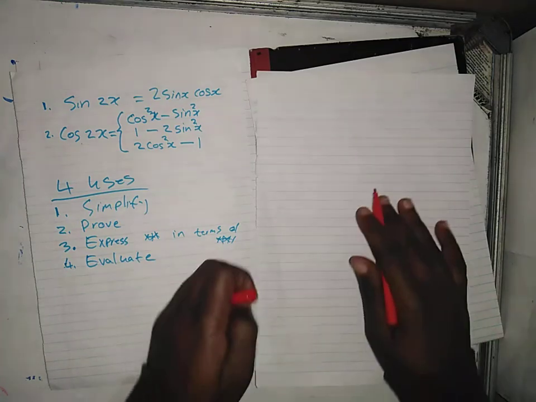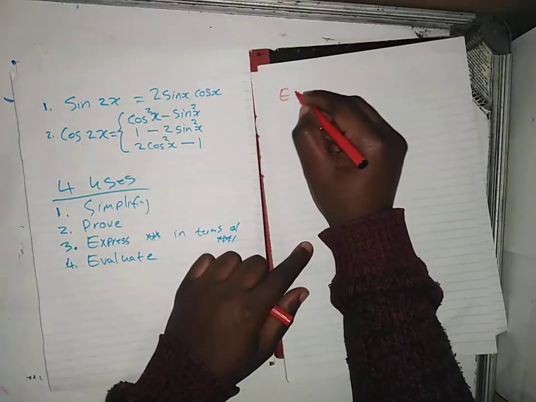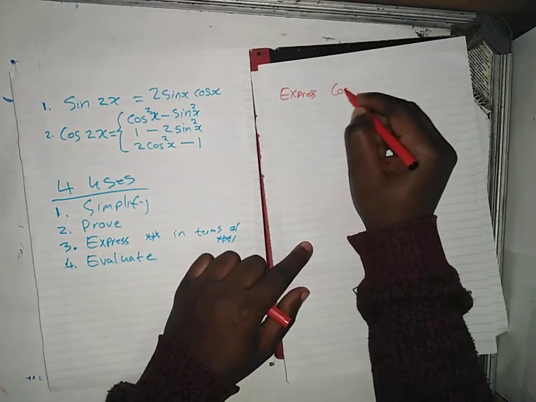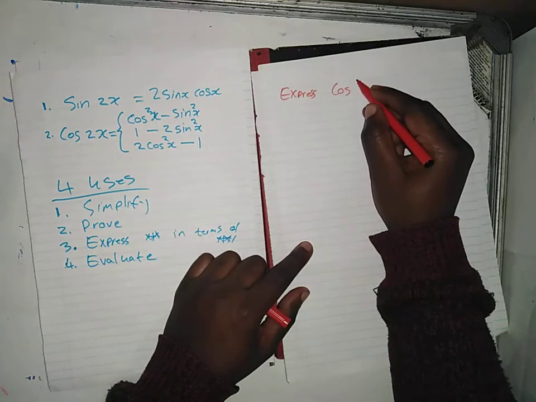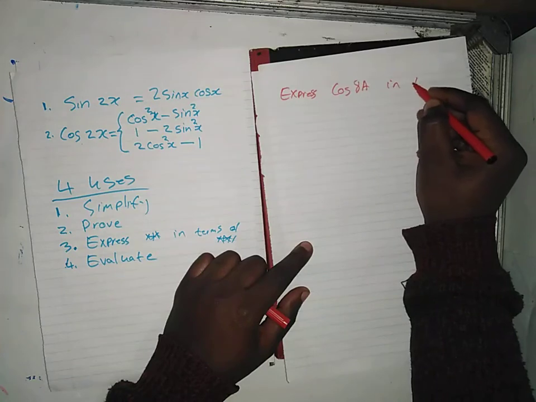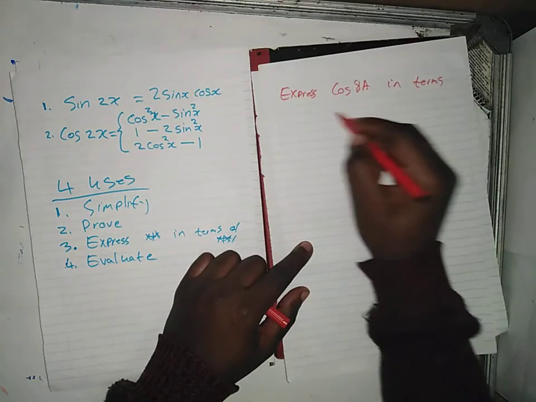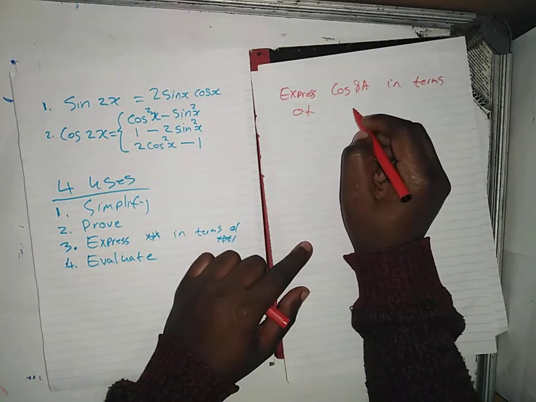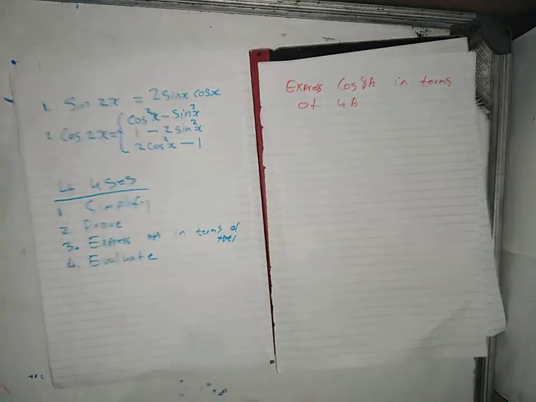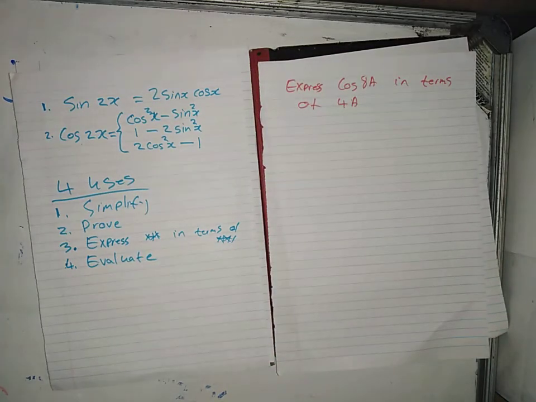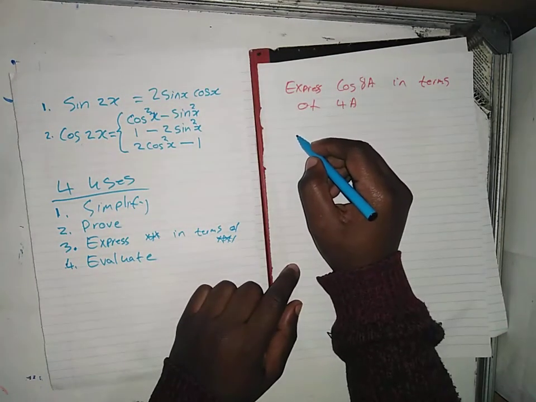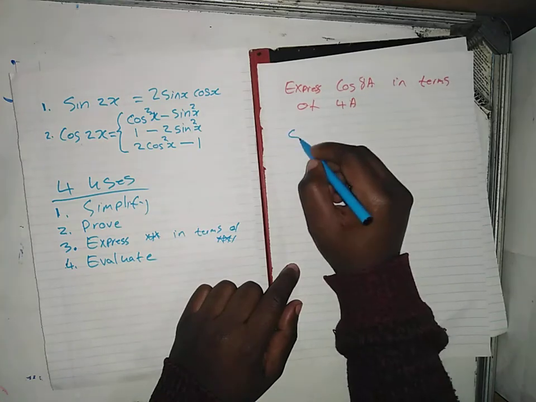Now let's say you got a question like this, and they say express cos 8a in terms of 4a. So how do you go about sorting out this kind of question? If you are in this kind of situation, what you simply do is this.